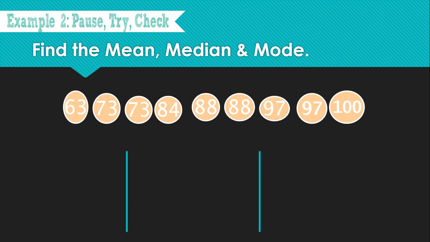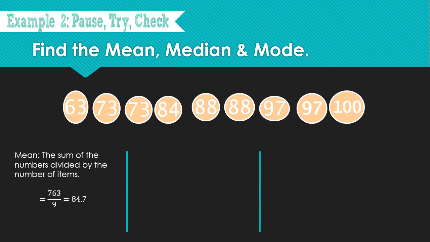All right, so now would be a great time for you to pause, try this one on your own, and then come back, check your work. We're going to go through mean, median, and mode. The mean, the sum of the numbers divided by the number of items. So I'm going to add up the 9 numbers I see here. I get 763. I divide by 9. I end up with 84.7.